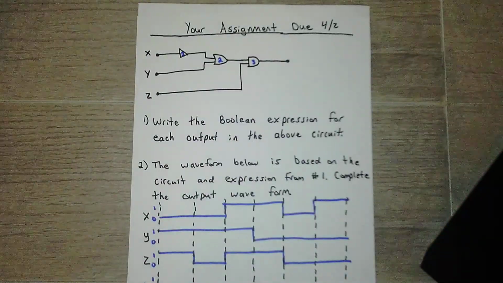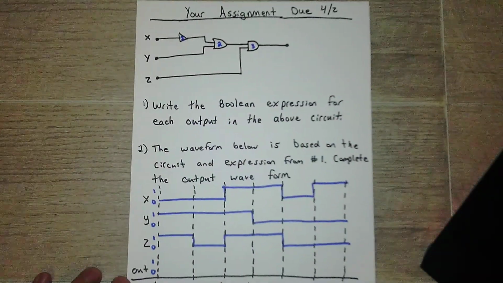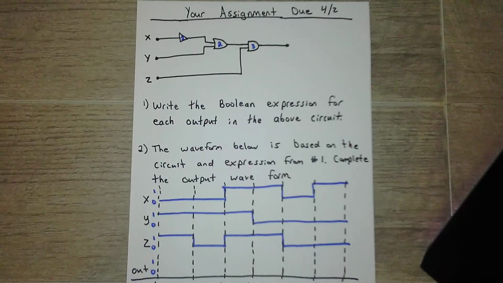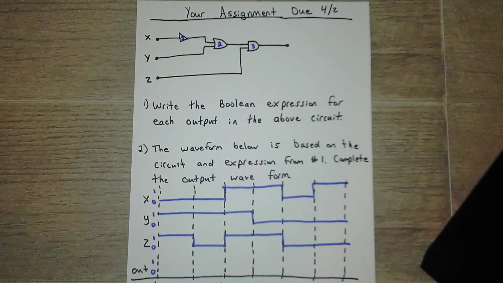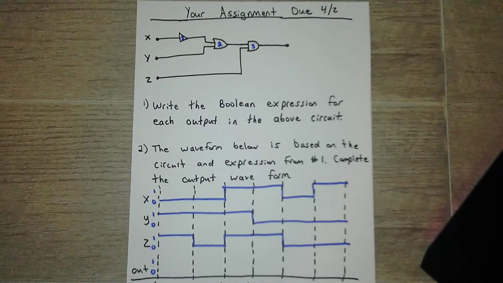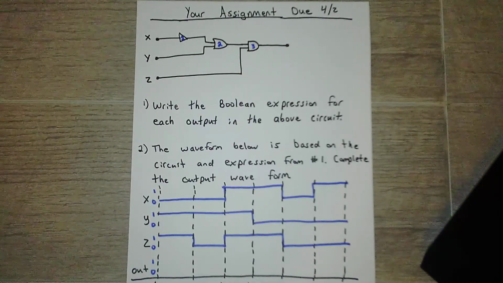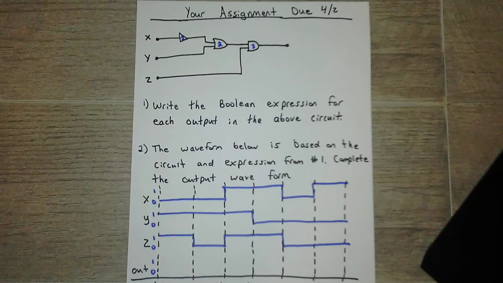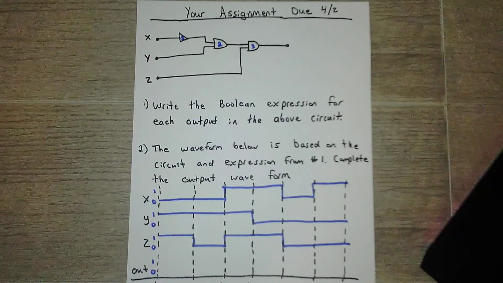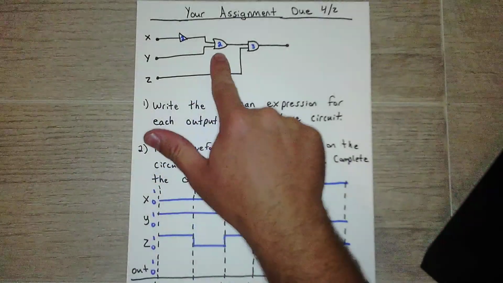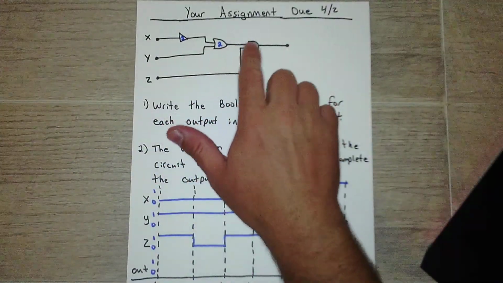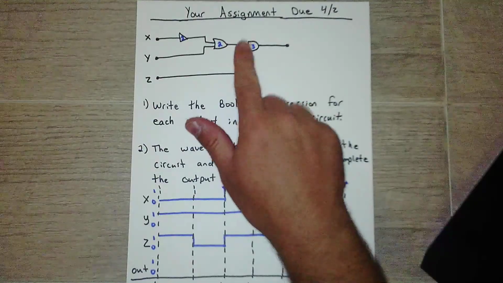Okay? So based off the last couple days worth of notes, here's your assignment. It's due today by midnight. So you have this combination circuit up top. So you have three inputs, X, Y, and Z. Okay, X goes through a gate, and then X and Y goes through a gate, and then that output along with Z goes through this gate.